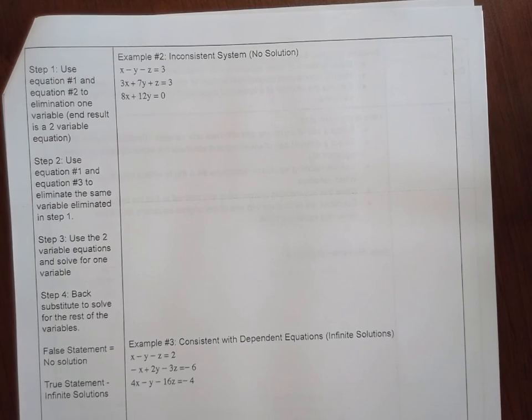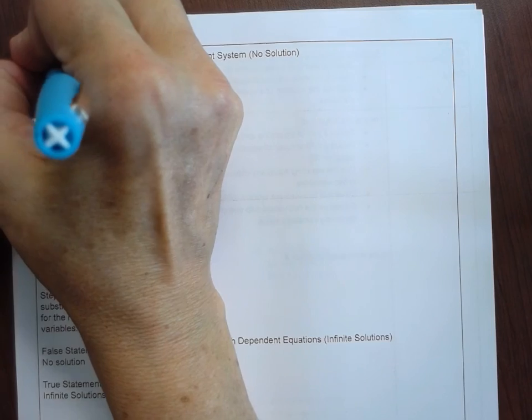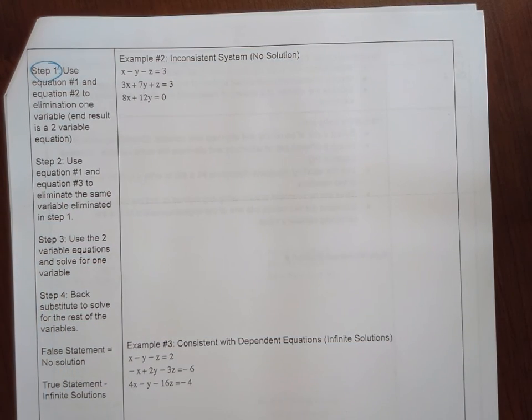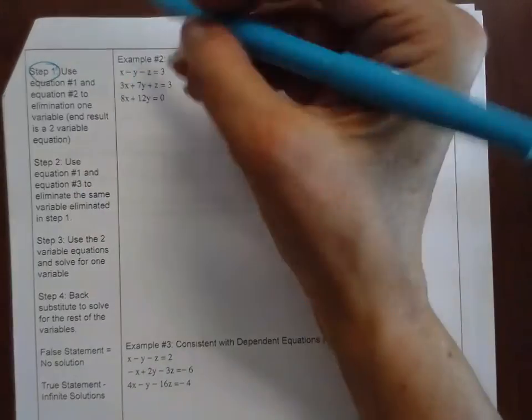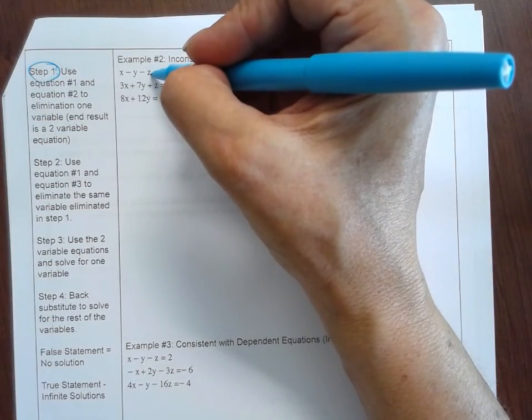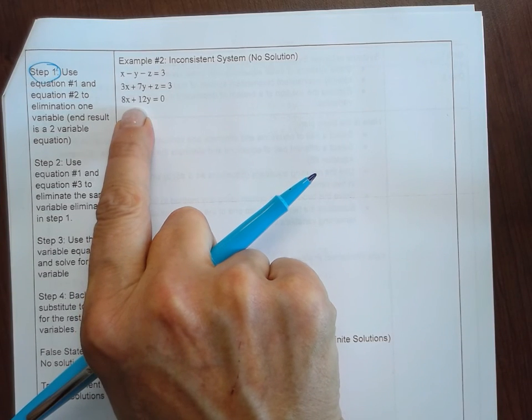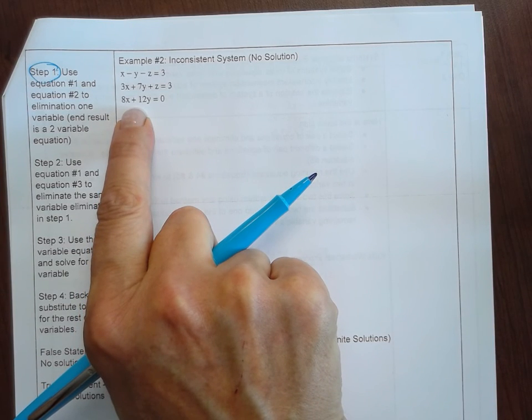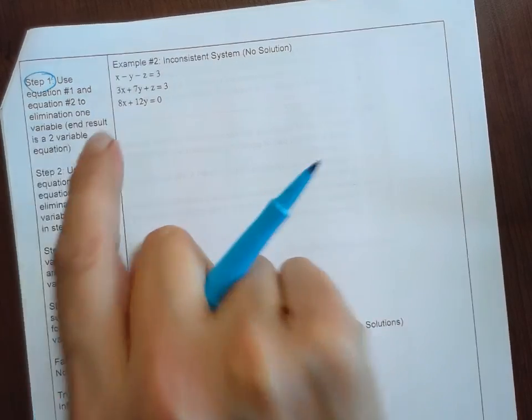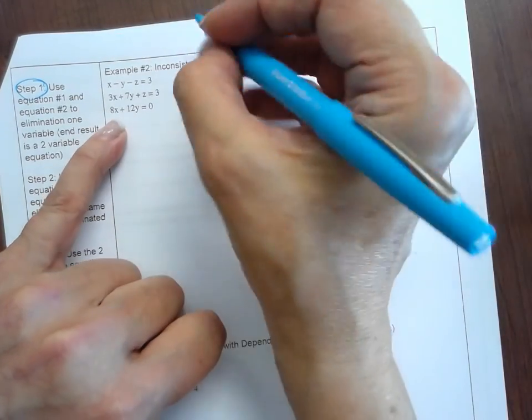Okay, so I'm looking at this, and it says, step 1, use equation 1 and 2 to eliminate one variable, okay? Which looks great because I got a negative and a plus z. However, what do you notice about the third equation? There's no z either. That means I don't have to do that twice. So this is going to be an easier one.